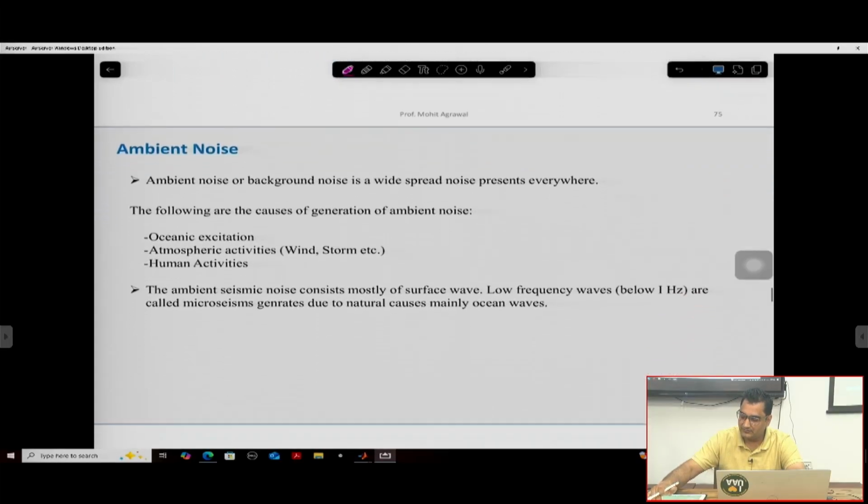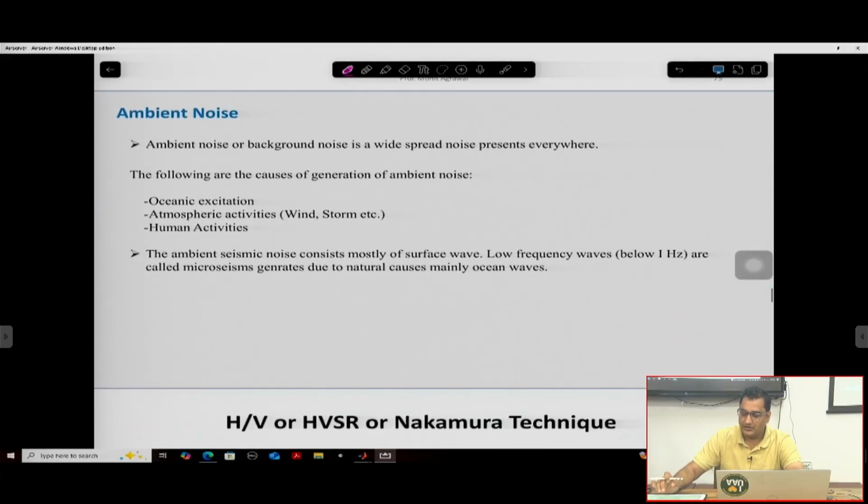Now, before we move on to what the HVSR technique is, let's understand what ambient noise is. Ambient noise is a background noise that is widely spread and present almost everywhere. These are the causes of ambient noise: it can be generated by oceanic excitations, atmospheric activities such as wind and storms, and also by human activities.